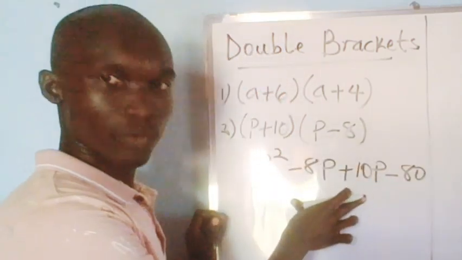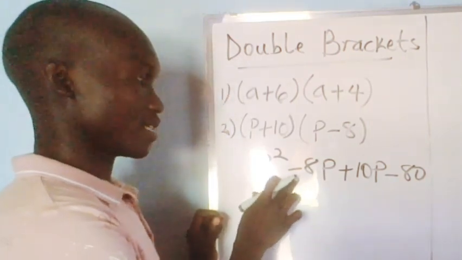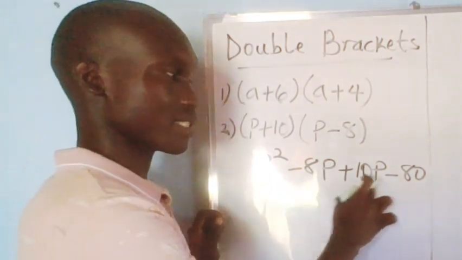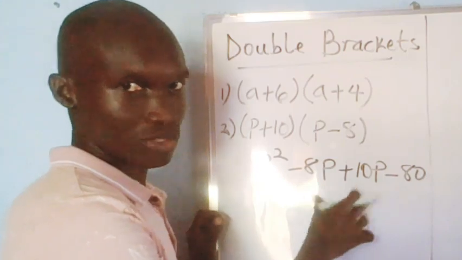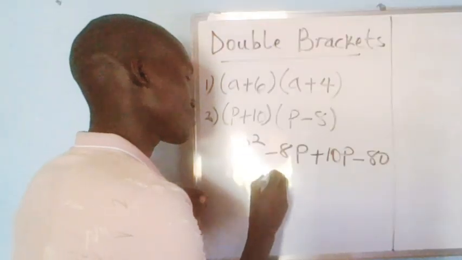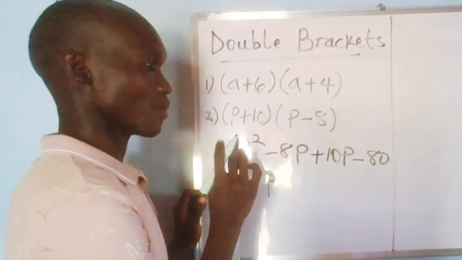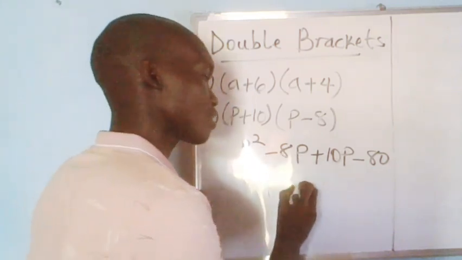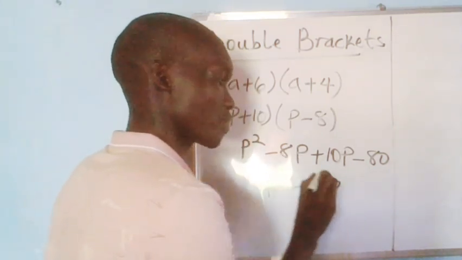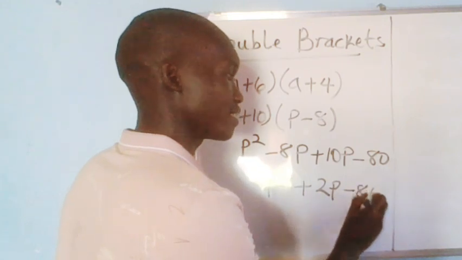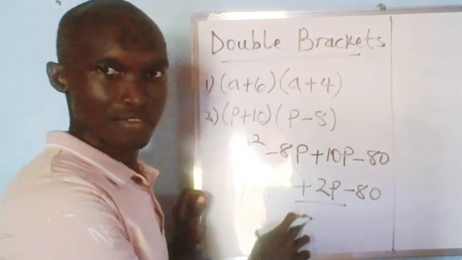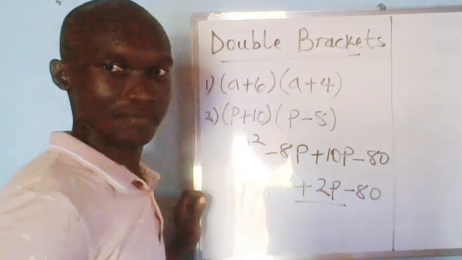When we reach here, we collect like terms. I'm seeing negative 8p and positive 10p. We can add them together. In this case, we are going to have p squared left the way it is. The result of this will be plus 2p minus 80. We cannot simplify this further, so this becomes our final answer.